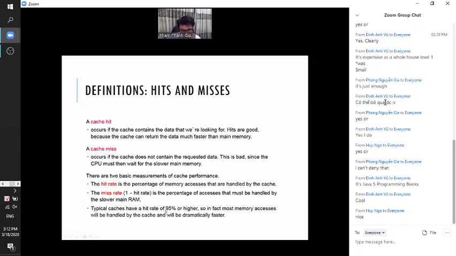Typically, a cache has a hit rate of about 95% or higher. In fact, most memory accesses are handled by the cache, which is dramatically faster compared to having no cache. You may not care about this, but nowadays, for example, if you install the OS on an SSD, you can recognize that the computer is also much faster compared with installing the OS on a hard disk.